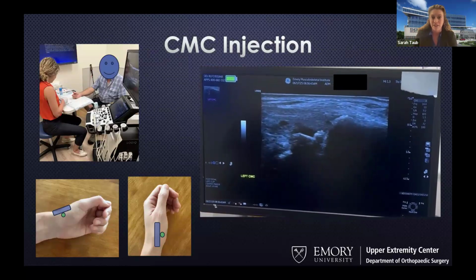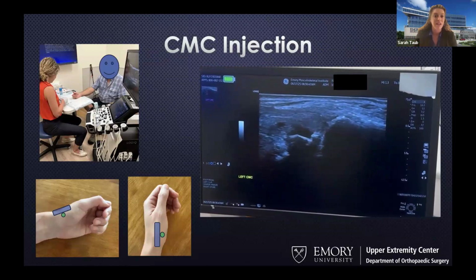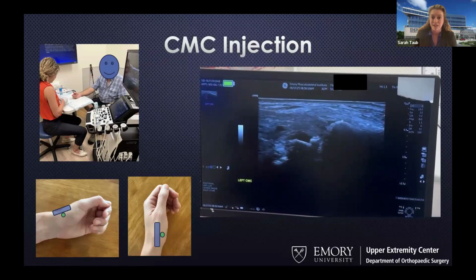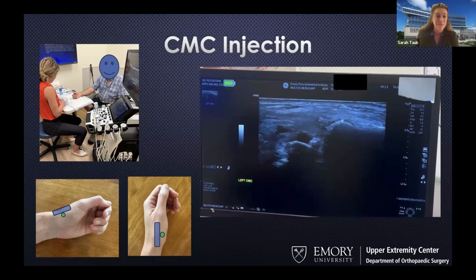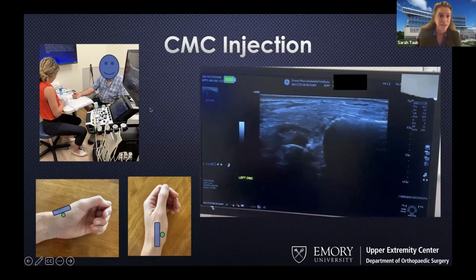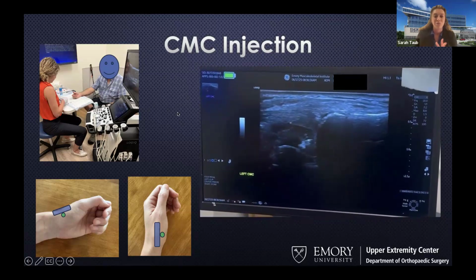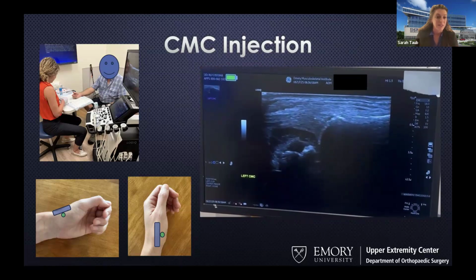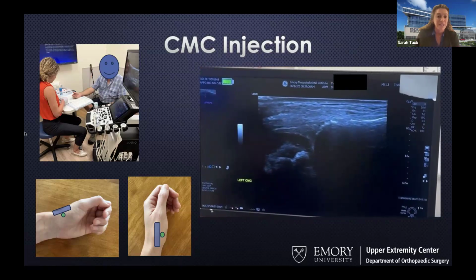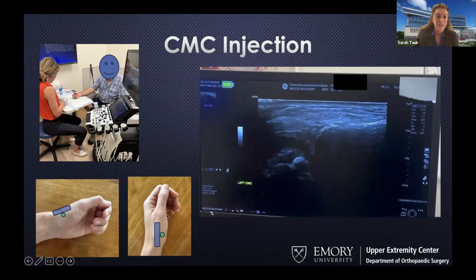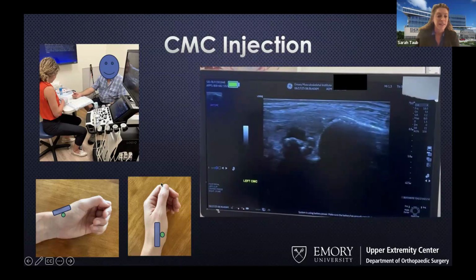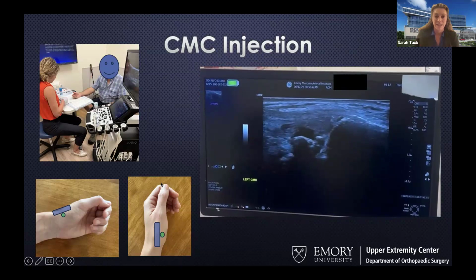As you all know, you can feel landmarks to do a CMC injection, but the ultrasound again makes it a lot easier to be more precise with your needle placement. So top left up here is my setup. You want the patient between you and the scanner. You want everything you need available. Down here is where my probe is, which will be the blue, and the green is the needle, where I'm placing the needle.